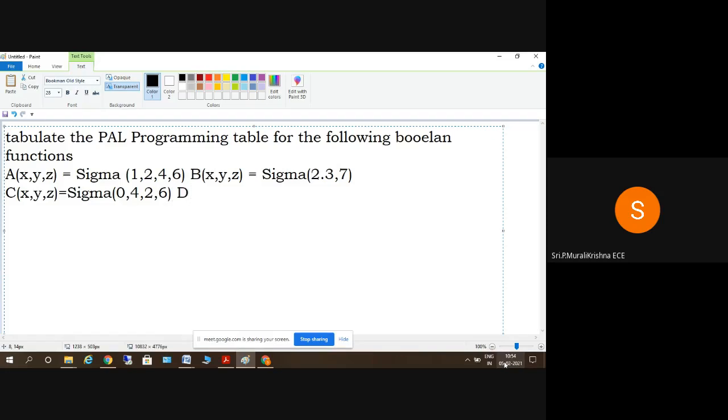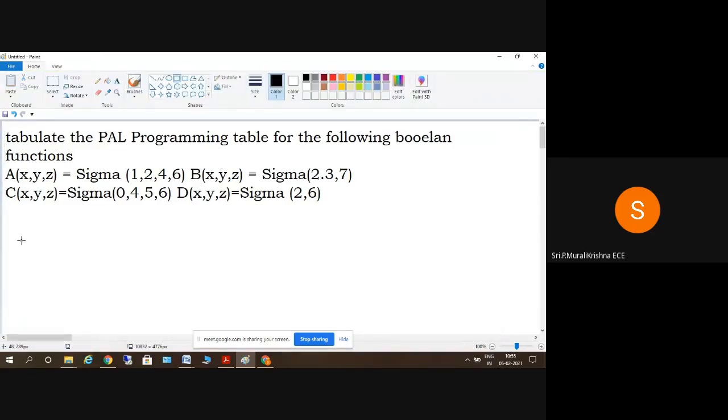D of XYZ is equal to sigma of 2, 6. So draw the tables. There is no complement form here. I just need the values of A, B, C, D here.